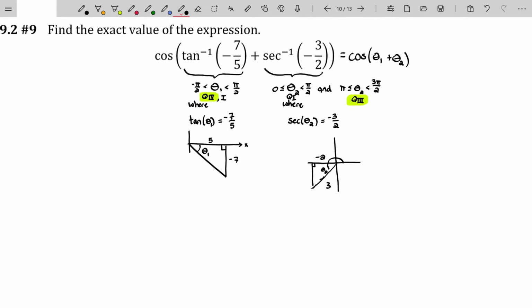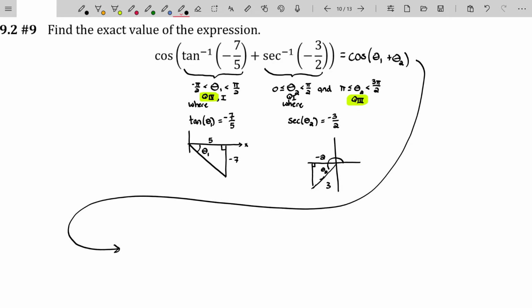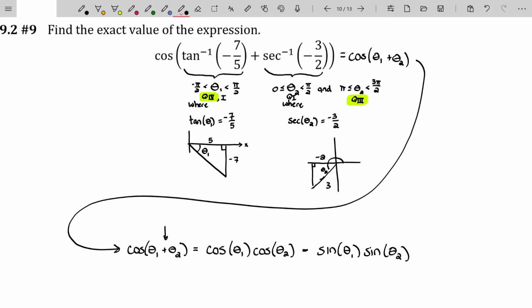I'll grab this guy, move it here, so we have the cosine of theta 1 plus theta 2. The sum of angles formula for the cosine is cosine of theta 1, cosine of theta 2. Cosine does not keep its sign, so it's going to be minus sine of theta 1, sine of theta 2. So if I have triangles drawn for theta 1 and theta 2, I can just steal the information from those triangles to fill out what's the cosine of theta 1, what's the cosine of theta 2, what's the sine of theta 1, what's the sine of theta 2.